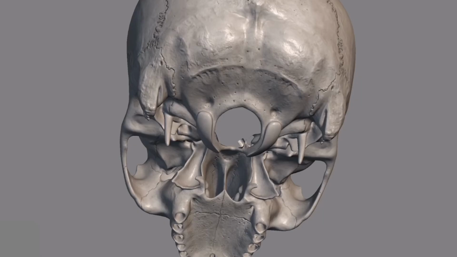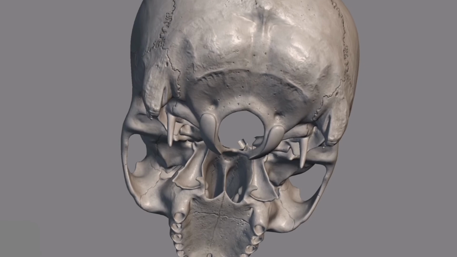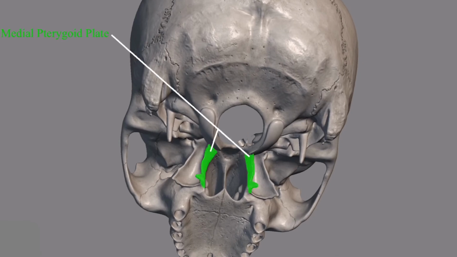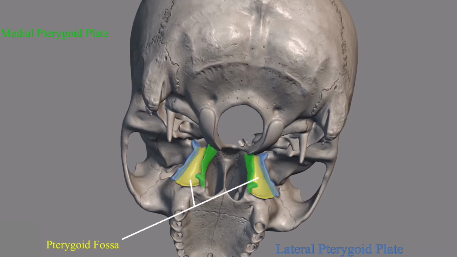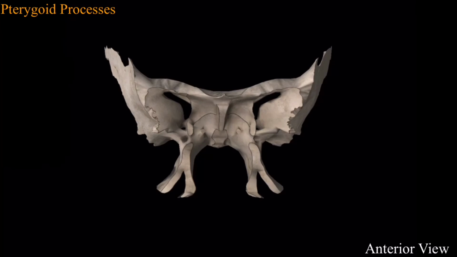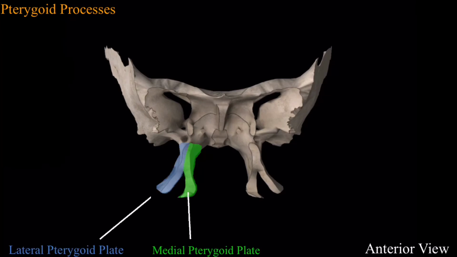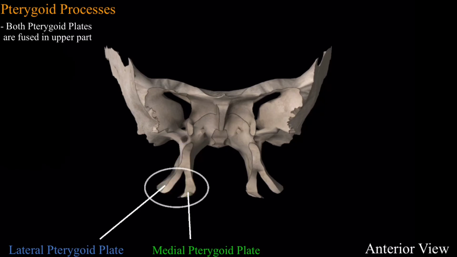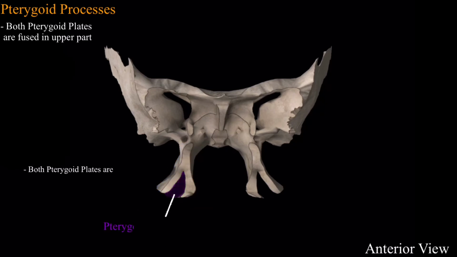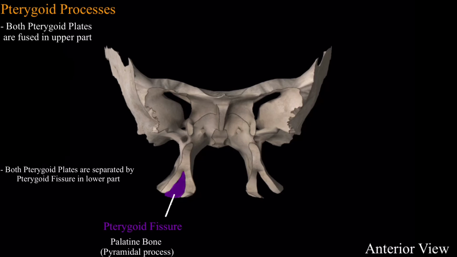In the complete skull model, this is the medial pterygoid plate and this is the lateral pterygoid plate. And between these two is present the pterygoid fossa. Anteriorly, in the upper part, the medial and the lateral pterygoid plate are fused together, while in the lower part, they are separated by a pterygoid fissure. This pterygoid fissure is filled by the pyramidal process of the palatine bone.